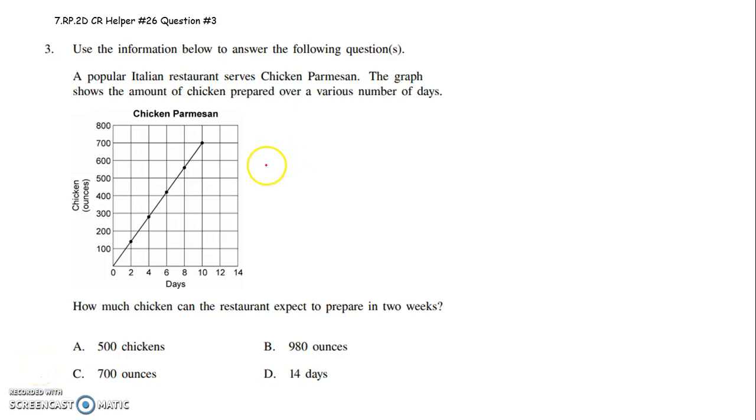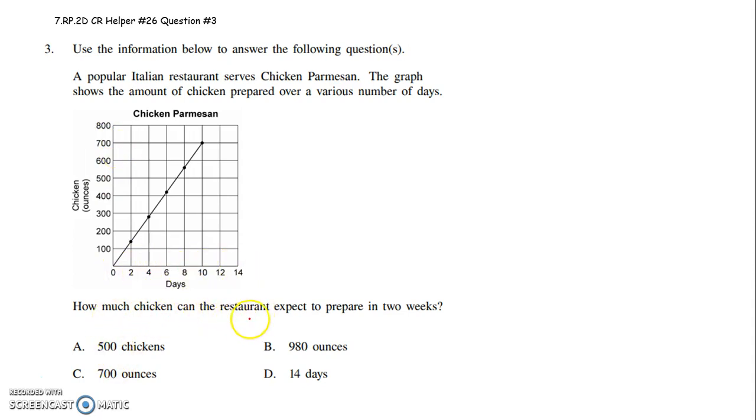All right, 6th or 7th graders, this is to help you with question 3 on CR 26. It says use the information below to answer the following question. A popular Italian restaurant serves chicken parmesan. The graph shows the amount of chicken prepared over a various number of days. Okay, so this is a chicken parm. This is the number of ounces of chicken they're preparing. These are the number of days.